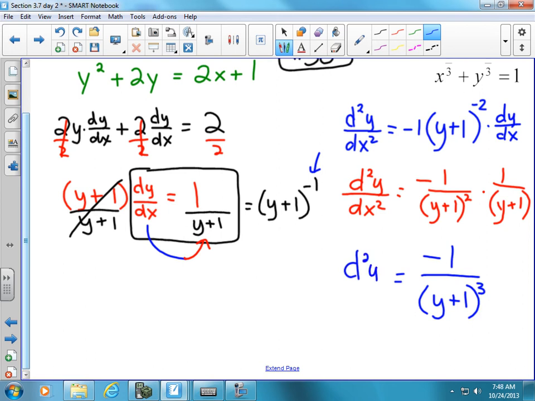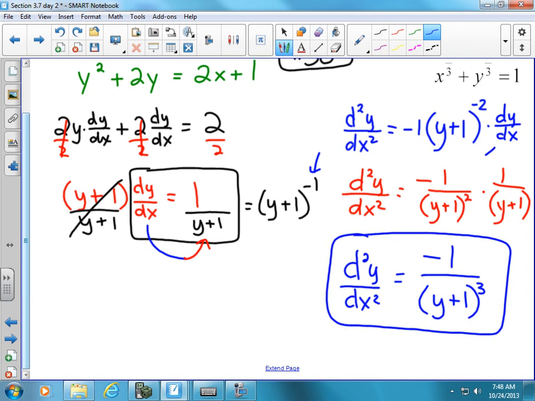And that is how we find a second derivative. We're always plugging in the first derivative, dy dx. We're plugging in whatever that value was into this second derivative equation. And that's really the only difference between finding the first and the second derivative.